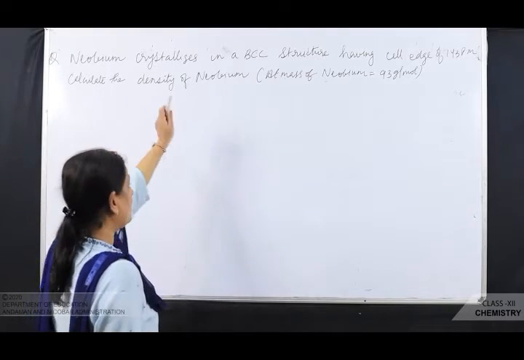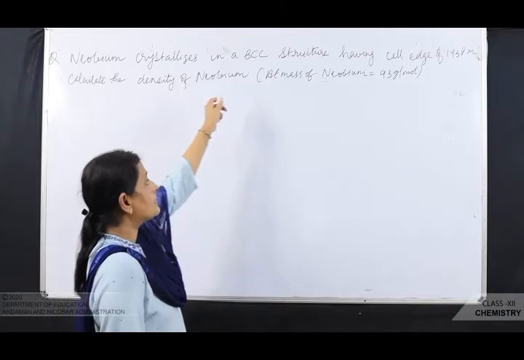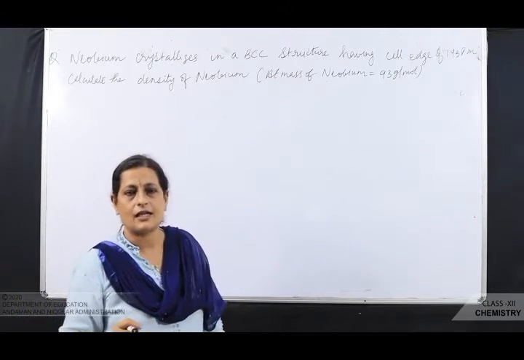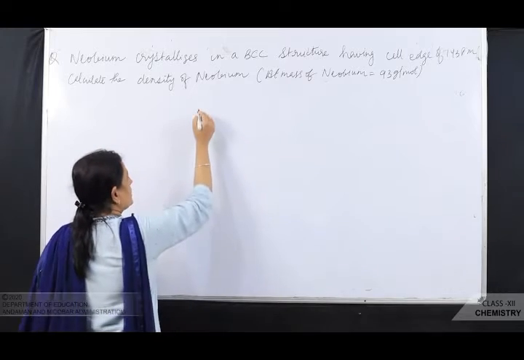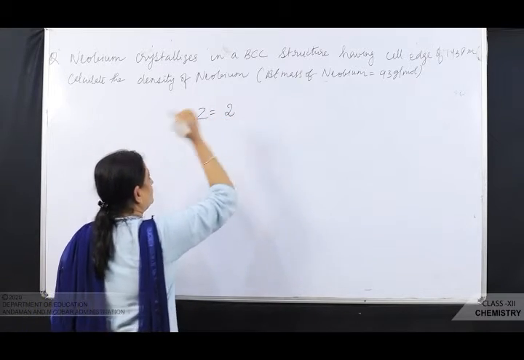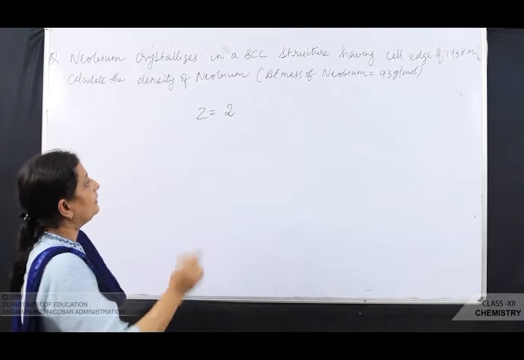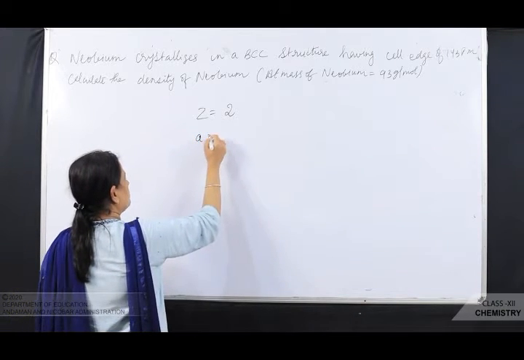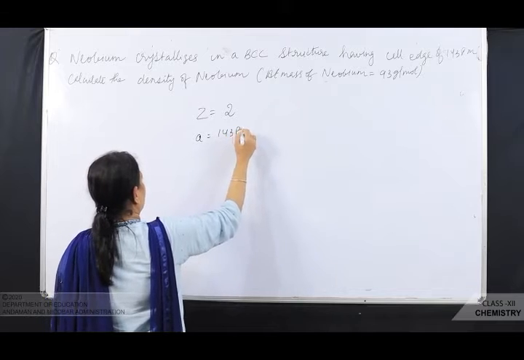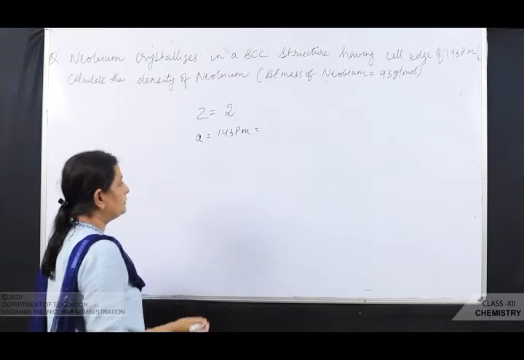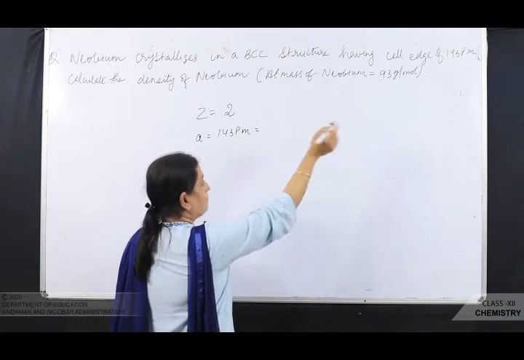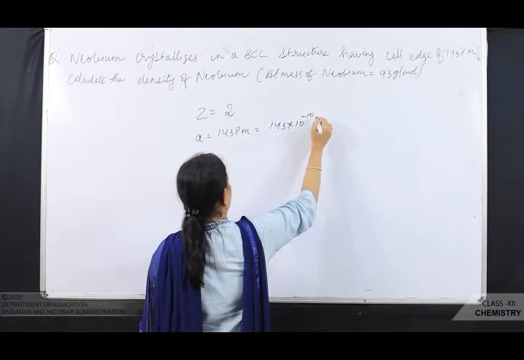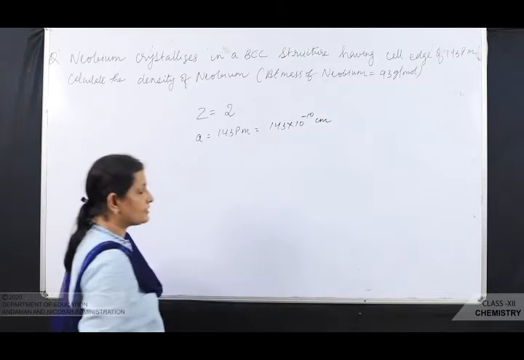So, in the first line what is given? Niobium crystallizes in a BCC structure. BCC structure means number of atoms per unit cell is how much? 2. So, you can write Z is equal to 2. Then edge length is given, having cell edge of 143 picometer. So, A is equal to 143 picometer. We will convert it into centimeter. Why? Because mass is in gram per mole. So, 143 into 10 to the power of minus 10 centimeter.